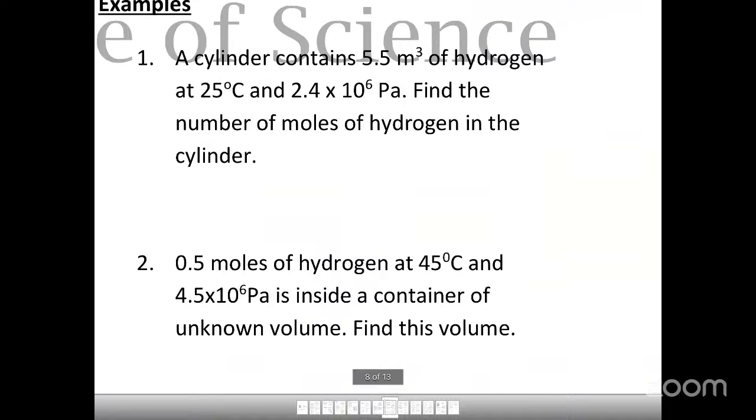All right, let's go. Here we have temperature. Temperature must be in Kelvin, don't forget that. Here we have pressure, here we have volume. They want to get a number of moles. So which formula are we using? PV is equal to nRT, n is equal to PV over RT.